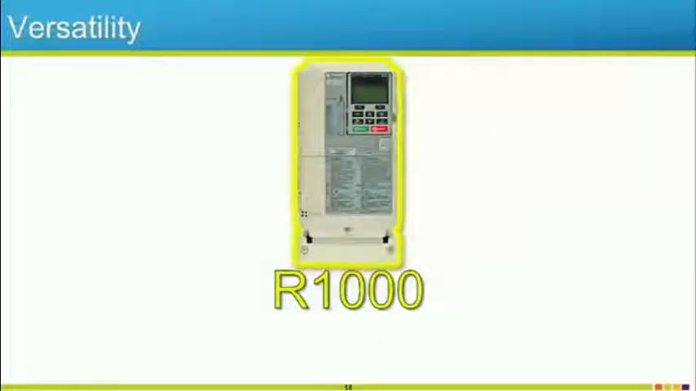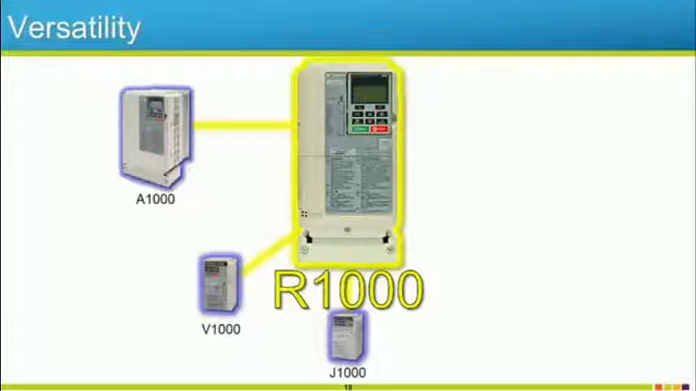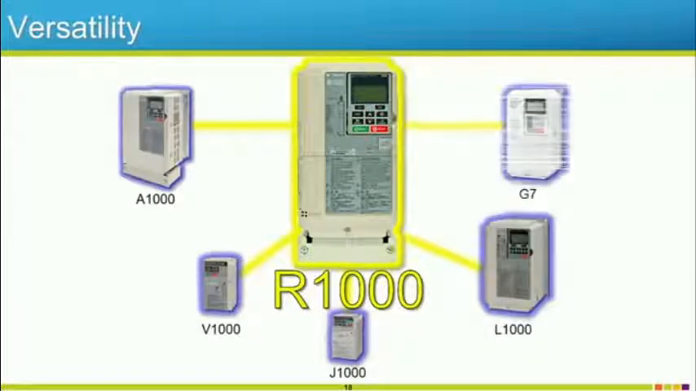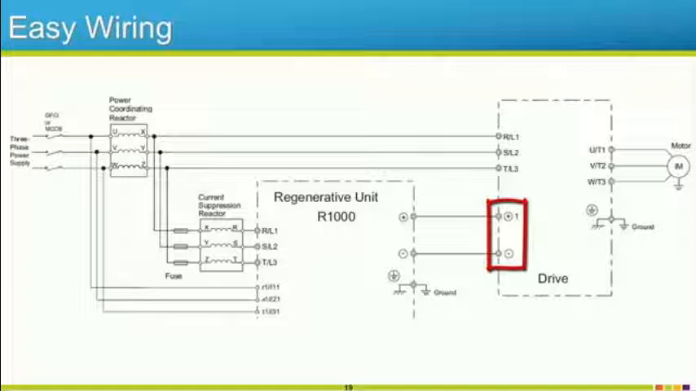The R1000 is a very versatile unit as it can be paired with any of Yaskawa's industrial drives. This includes the A1000, V1000, J1000, L1000, and also the G7. The main circuit connections are relatively simple and straightforward. Remember, the R1000 is wired in parallel to the VFD. Knowing this, the DC bus from the drive is wired to the DC voltage input of the R1000.